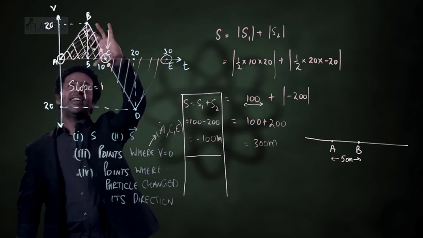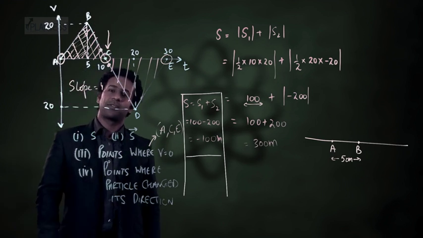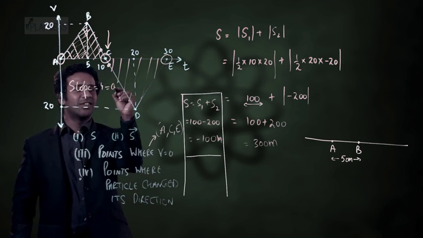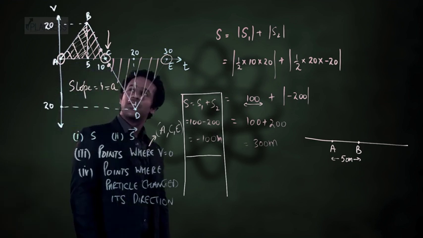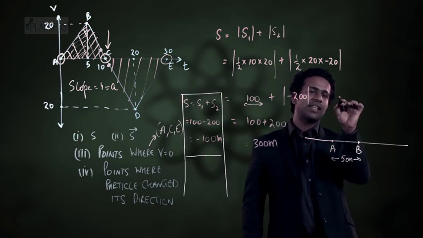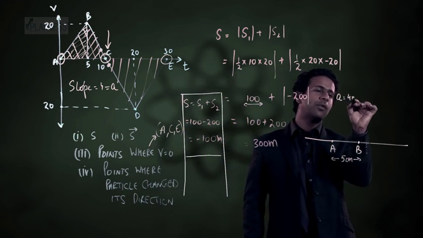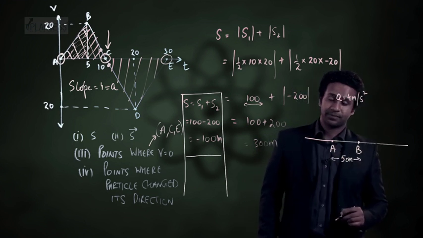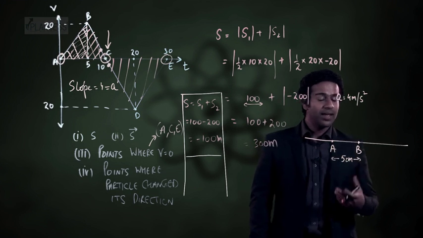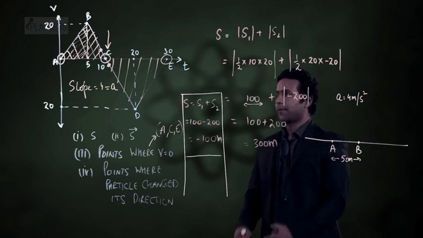Right, change in y by change in x, so that gives you a slope of 4, which means this is the value of acceleration. So from A to B, the particle was moving with an acceleration of 4 meters per second squared, and the distance between A and B is 50 meters, right?